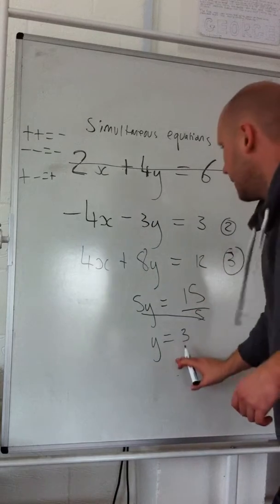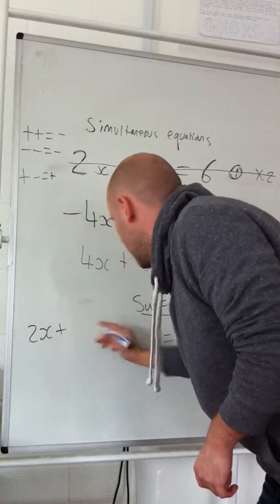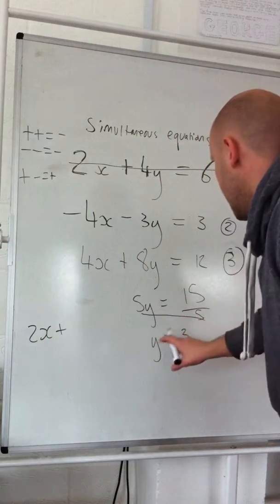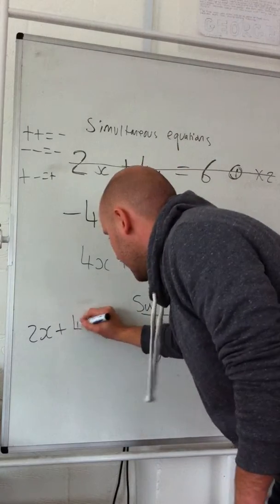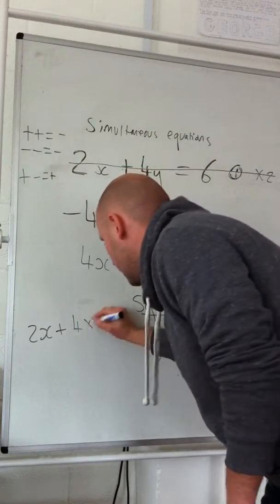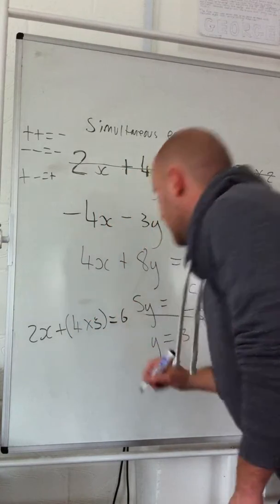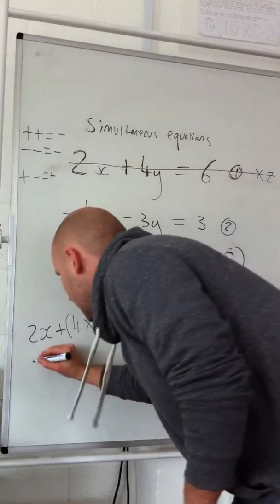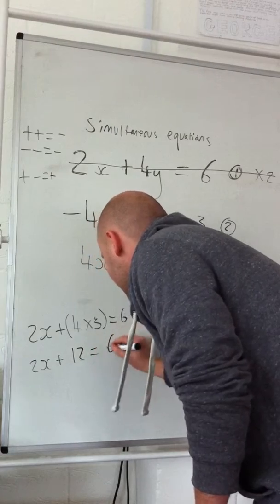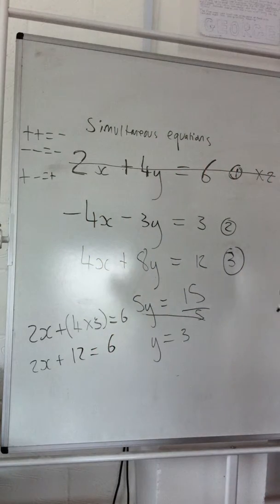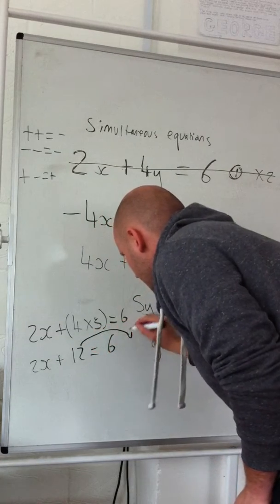So we know that 4 of something, so let's write this up. 2x plus 4 of something. Now that 4 of something is 4 times 3, because y equals 3. So, in other words, 2x plus 4 times 3, which is 12, equals 6. So, how are we going to figure out what 2x is? Well, we take this 12, and we put it over the equal sign.